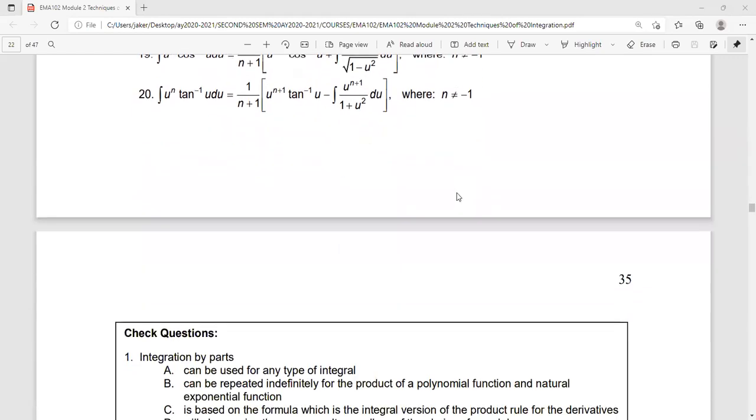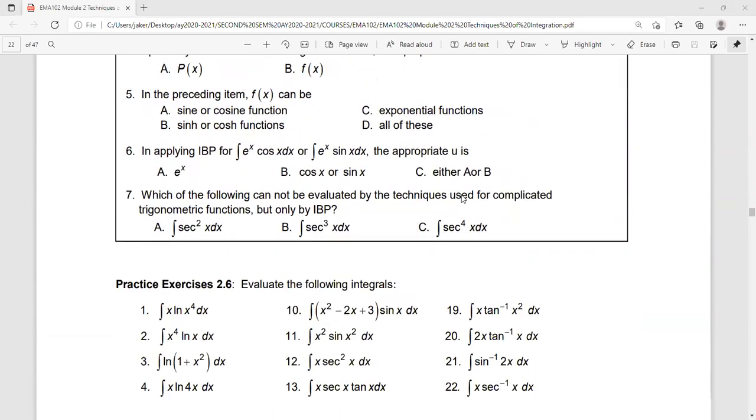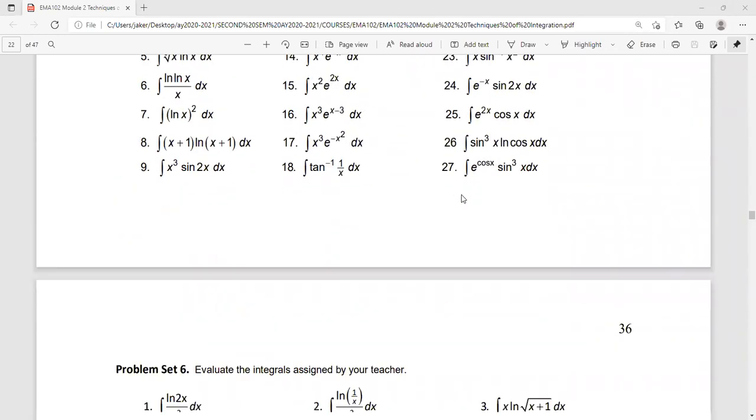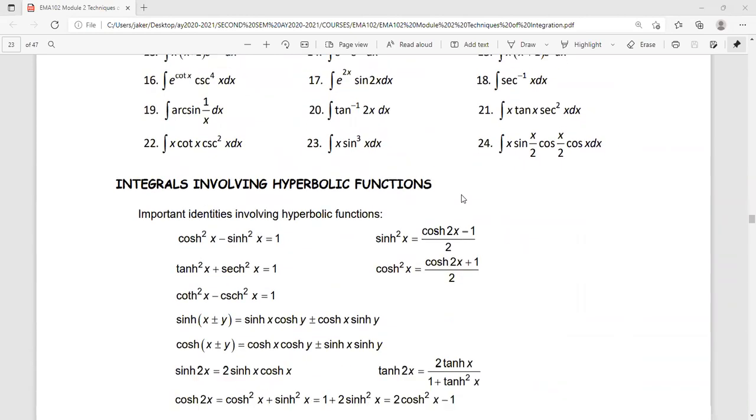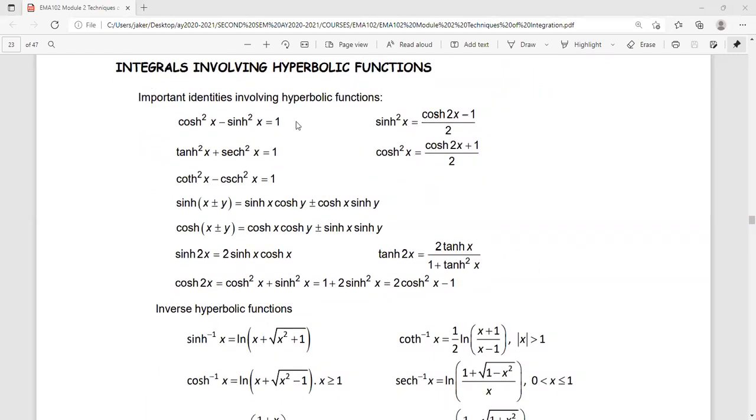Okay, so make your notes and make the summary of formulas that you need. For this afternoon, we will discuss one of the two topics that I was supposed to discuss, but since we only have around 10 minutes, I will go directly to the integrals involving hyperbolic functions.